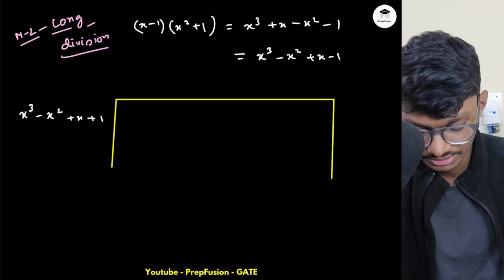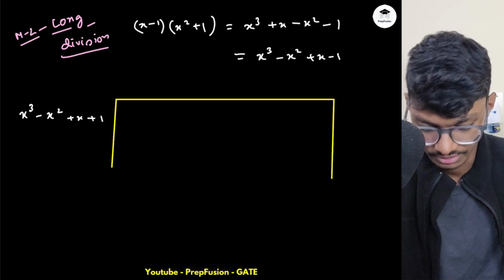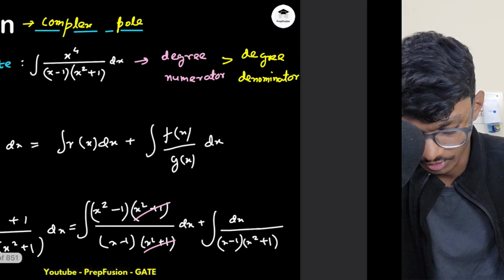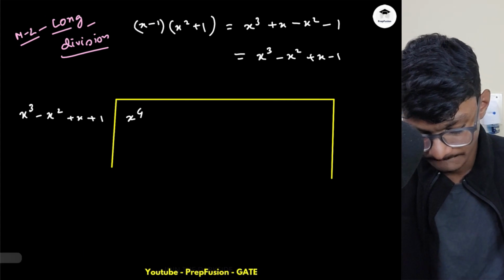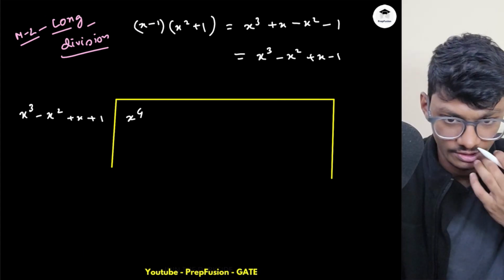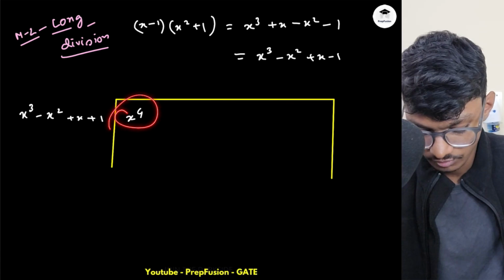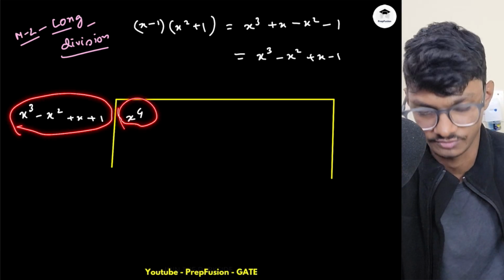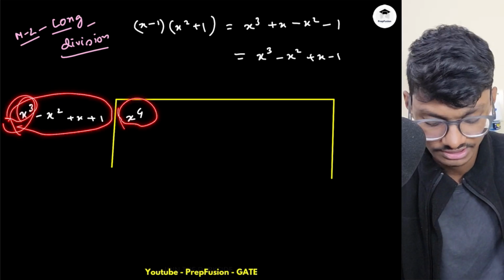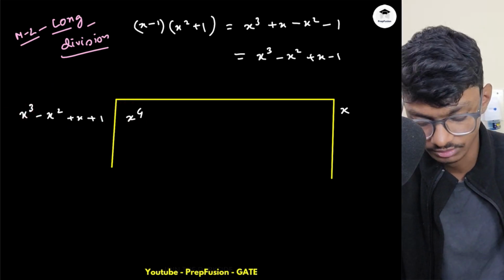So I'm dividing by this, and what am I dividing? I'm dividing x raised to power 4, because x raised to power 4 was here, if you remember. So how do you use long division? I have to get this number, x raised to power 4. So what should I multiply to get x raised to power 4? I can multiply x with this x cube to get x raised to power 4. So I'll write x here.